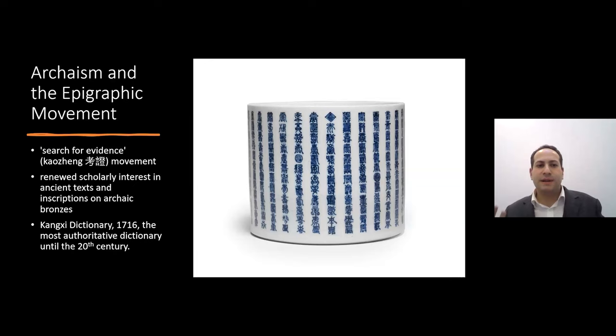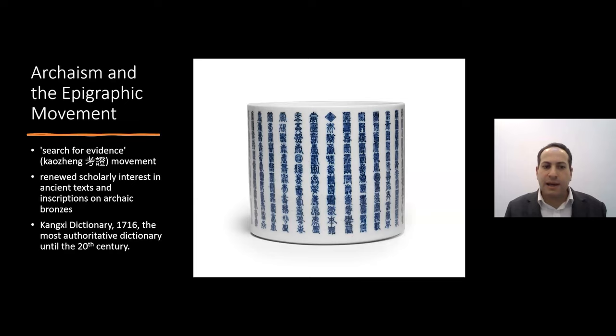There is a return to archaism in this period, in the 18th century. The Qing emperors, wanting to identify with the scholars, encourage scholarly projects like dictionaries that look into the Chinese language. And there is the search for evidence movement, the Kaozheng movement. And so there's a renewed interest in ancient texts and inscriptions on archaic bronzes.